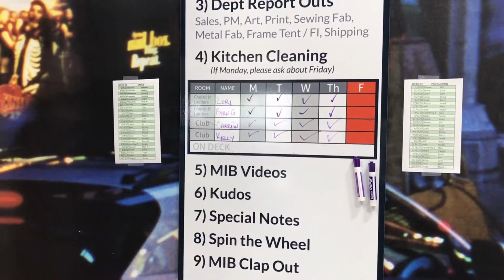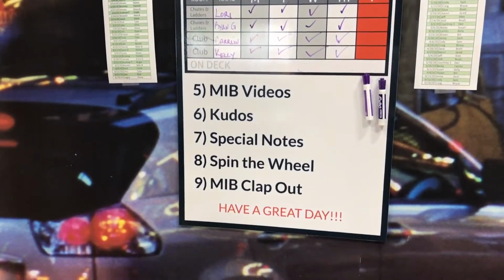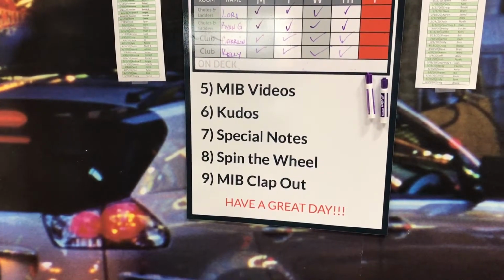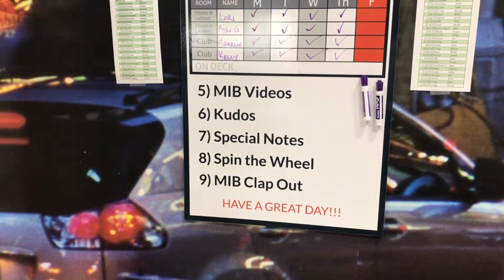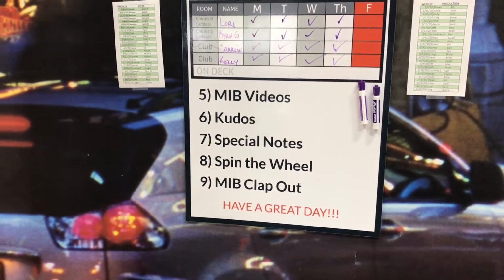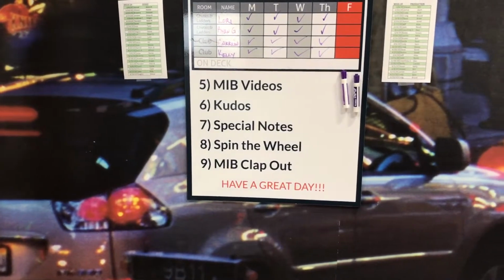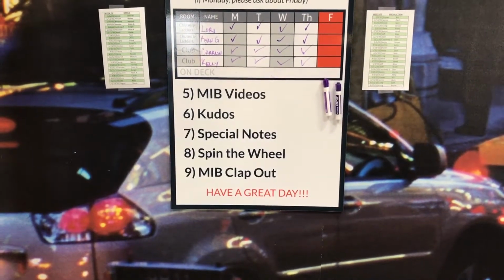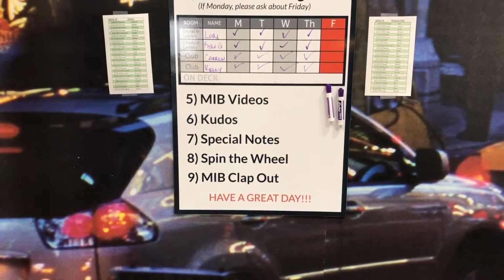This creates a little bit of social pressure to make sure people are taking care of the spaces that we inhabit. Next, we talk about our Make It Better videos. Any kudos for anybody pitching in, helping out, special notes. Next, we spin the wheel, which randomly selects who will lead the huddle the next day, and finally end with our Make It Better clap out.